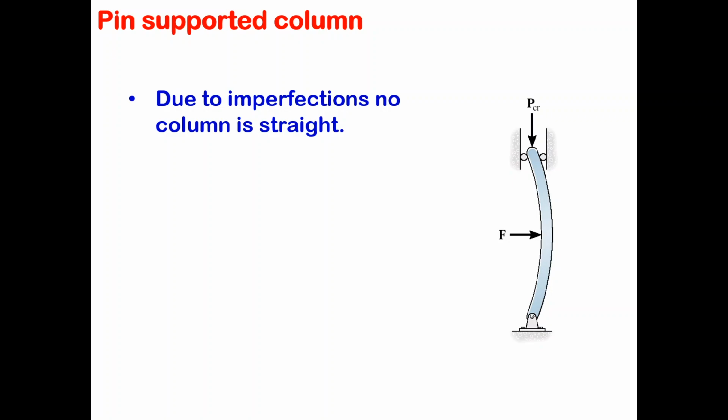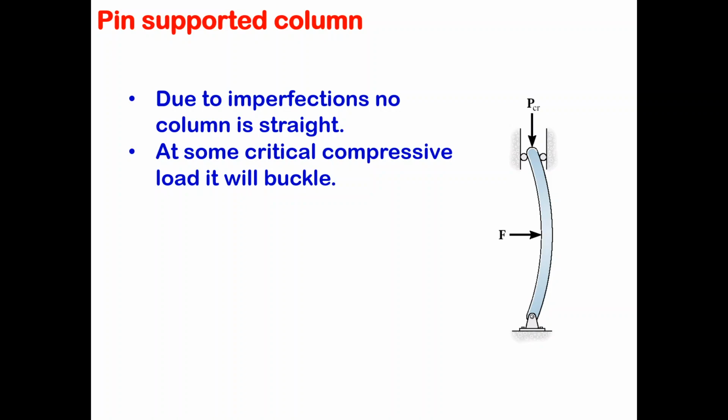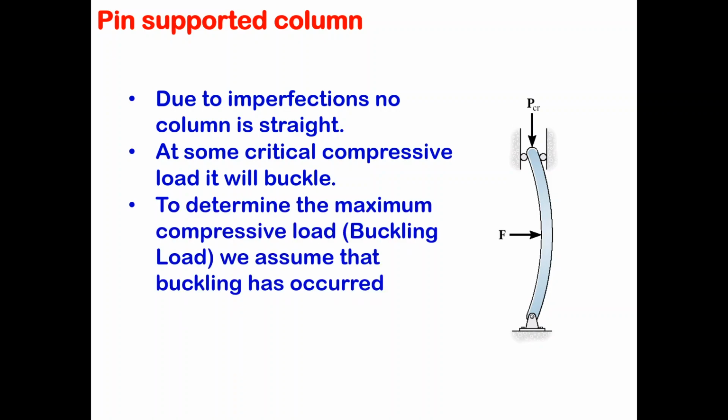Again, as we have mentioned, due to imperfections, no column is straight, so the critical load is going to be much lower than under ideal conditions, right? And at some critical compressive load, your column will definitely buckle. To determine the maximum compressive load, which is going to be our buckling load, we assume that the buckling has already occurred. So we are assuming the structure has already failed through buckling failure.